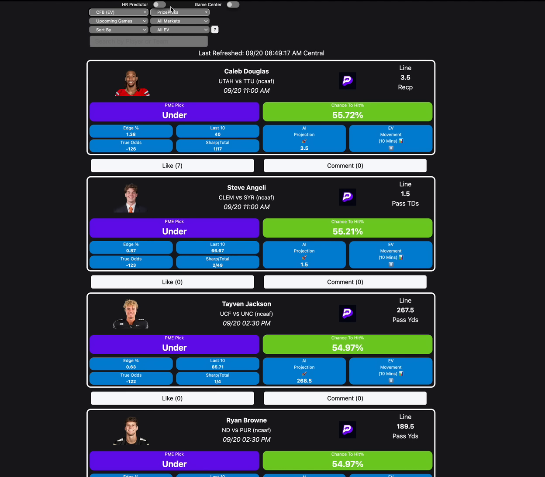So, like, you'll see PrizePicks 6-man Flex. You know what I mean? And it'll let you know the most optimal slip type for that site. Different sites have different slip types that are best. But anyway, let's get back into it.